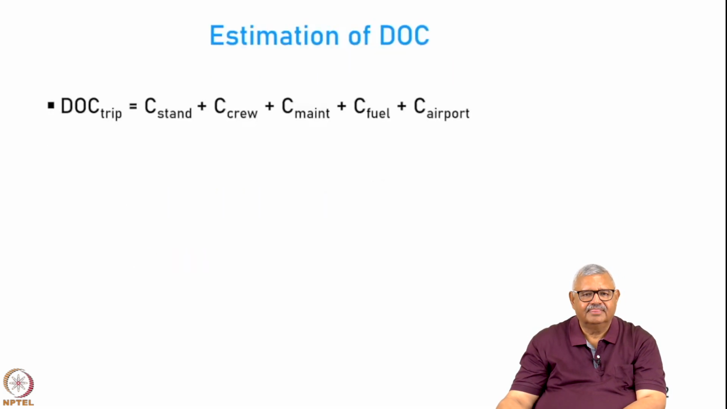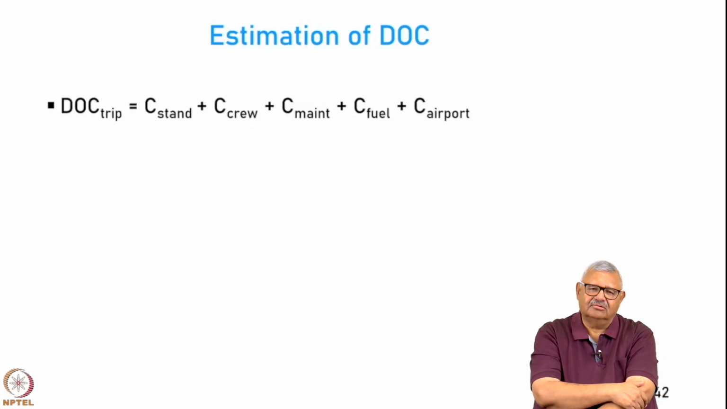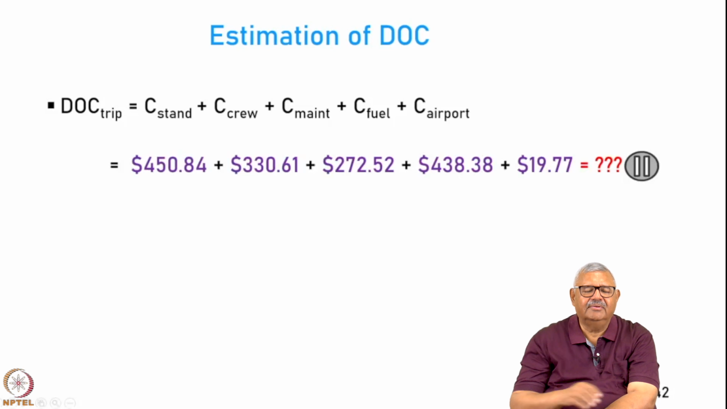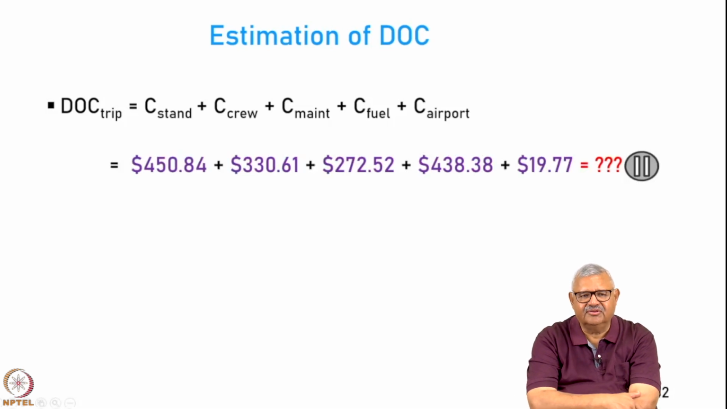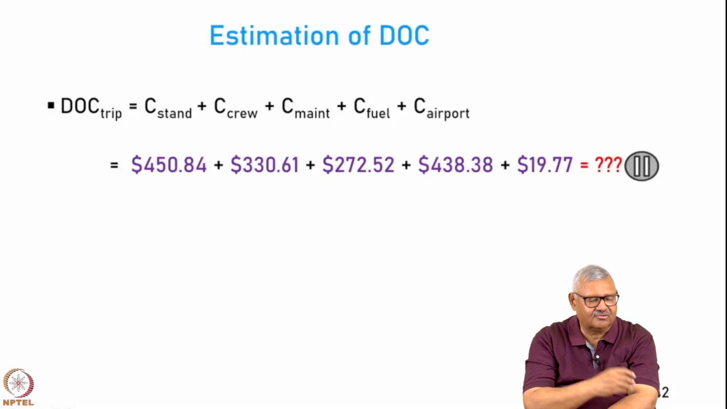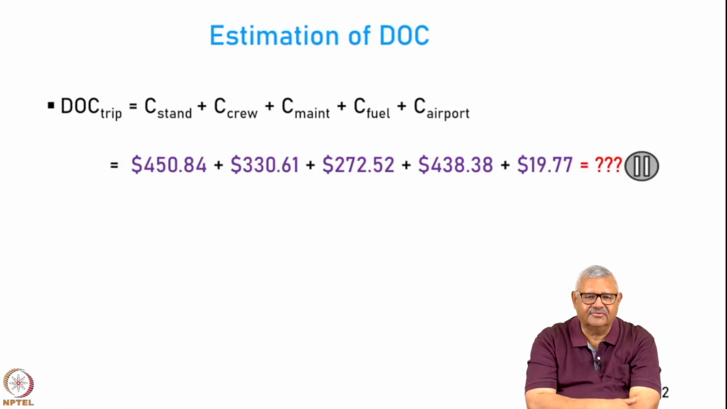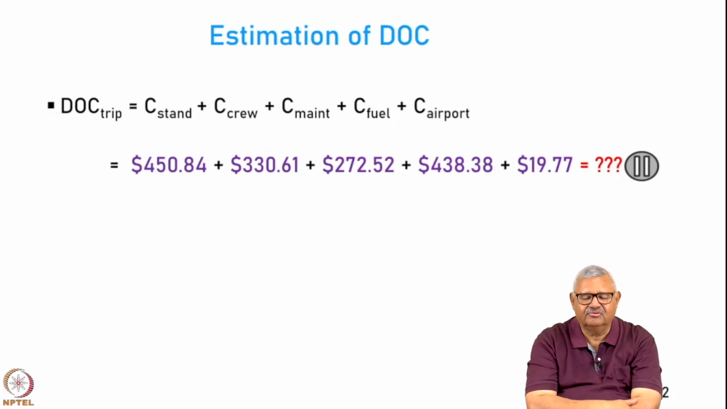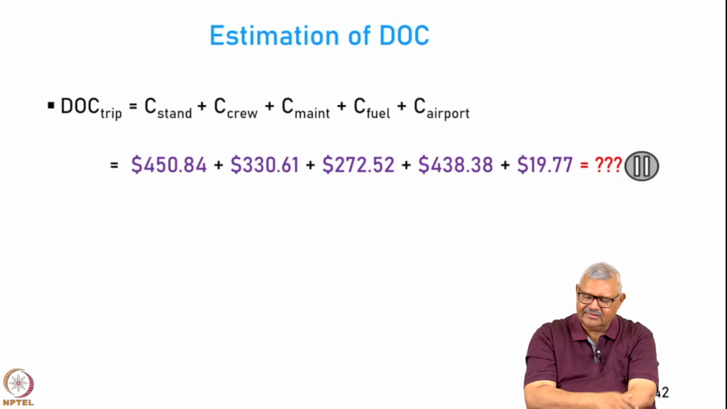In other words, if we calculate the DOC now, the sum of all the costs, it will be 450.84 for the standing charges, which is the highest component. The next component is the fuel, 438.38. The next component is the crew, 330.61. Next one is the maintenance, 272.52, and the last one is the airport charges, which is 19.77.